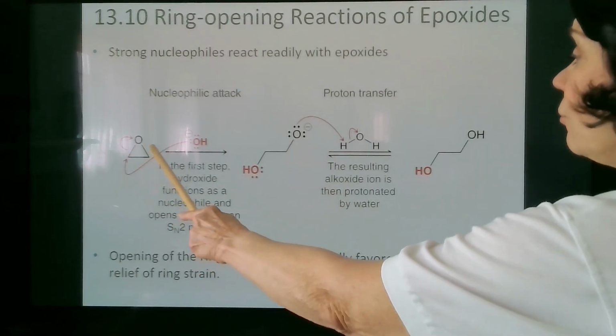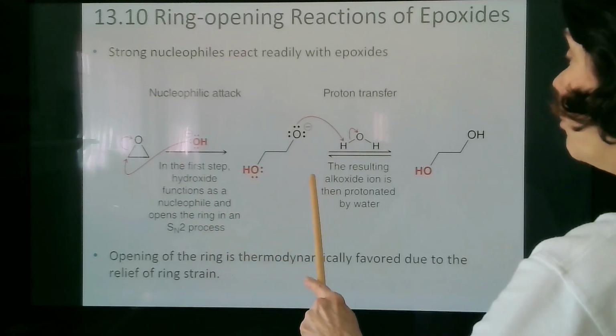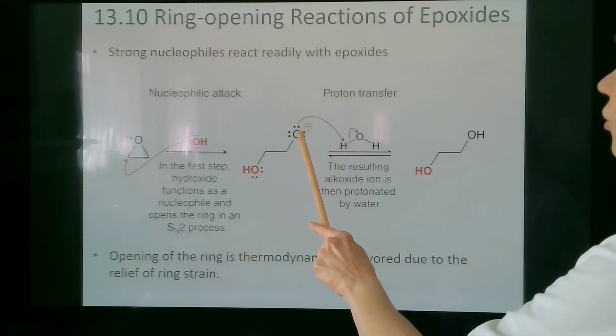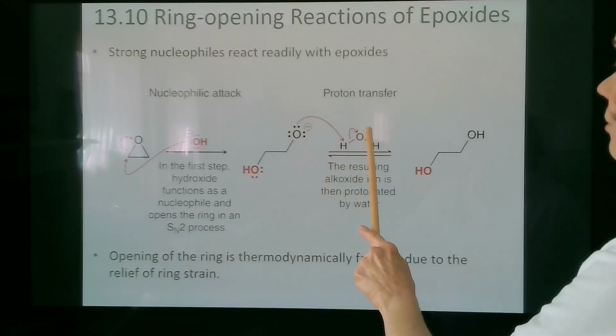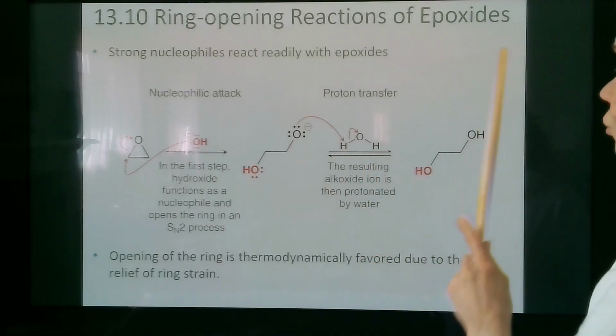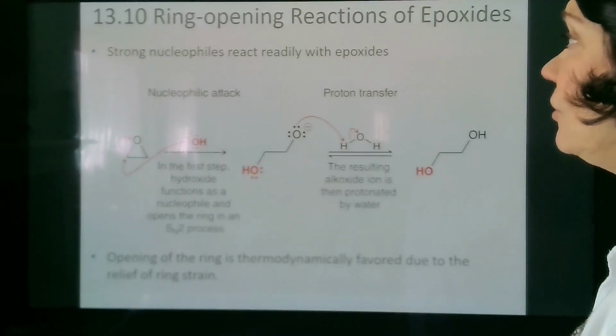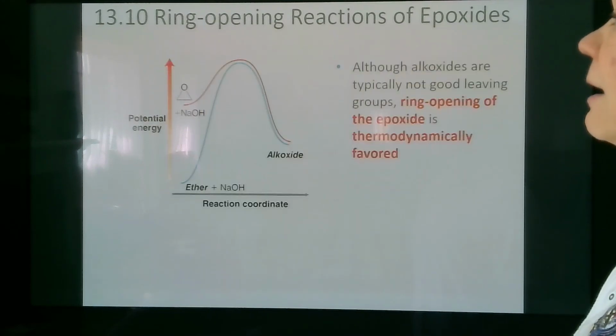And so here the ring opens. This is an SN2 process, and then this generates the alkoxide, which plucks a proton off of water. So this gives you the diol. You've already seen this synthesis a number of times, I think.